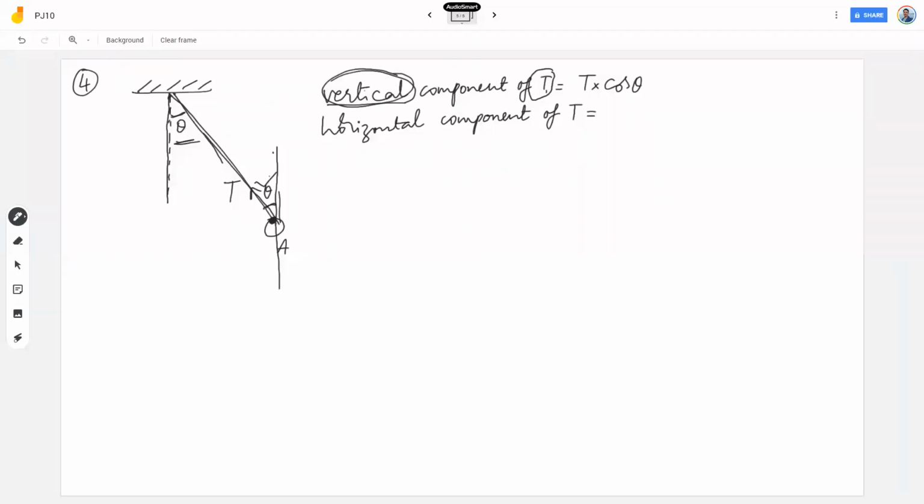How do I find the horizontal component of T? Use the same logic. I'll draw a horizontal line near T such that one point of T is on the horizontal. Then you see what angle T makes with the horizontal. If this is theta, then this must be 90 degree minus theta. Don't ask me how. Then the horizontal component of T is T into cos of 90 degree minus theta. That would be T sin theta.